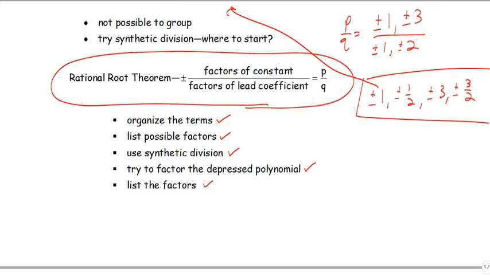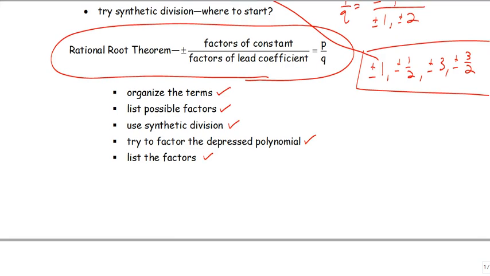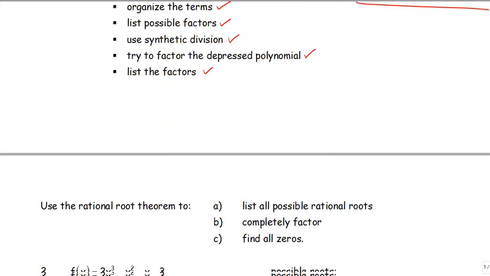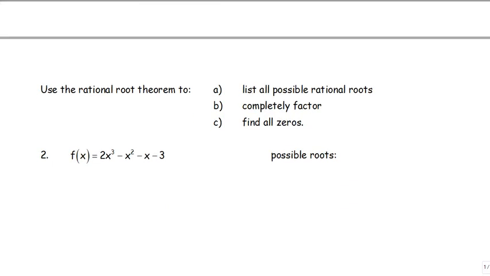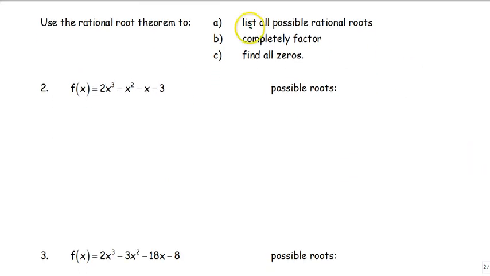So, here we go. Let's go on and do that. So, for this next one, it's the same problem. Use the rational root theorem to list all the possible rational roots. I just did that up there. It's plus or minus 1, plus or minus 3 over plus or minus 1, plus or minus 2, because it's the same polynomial. So one of these is a root for this problem.